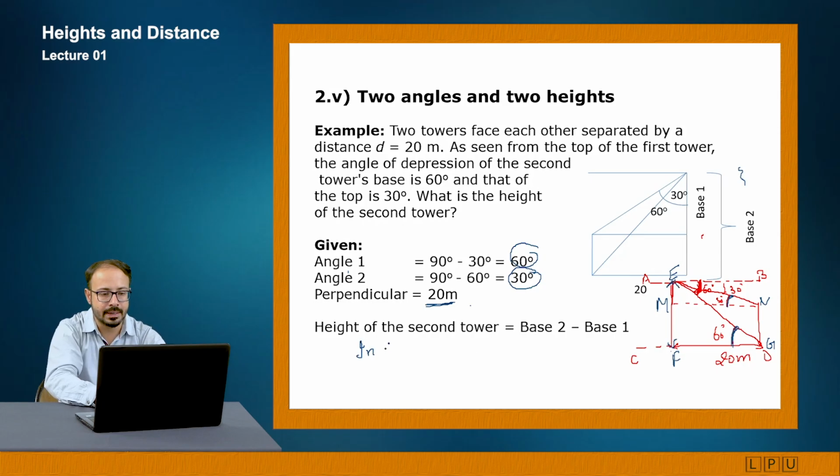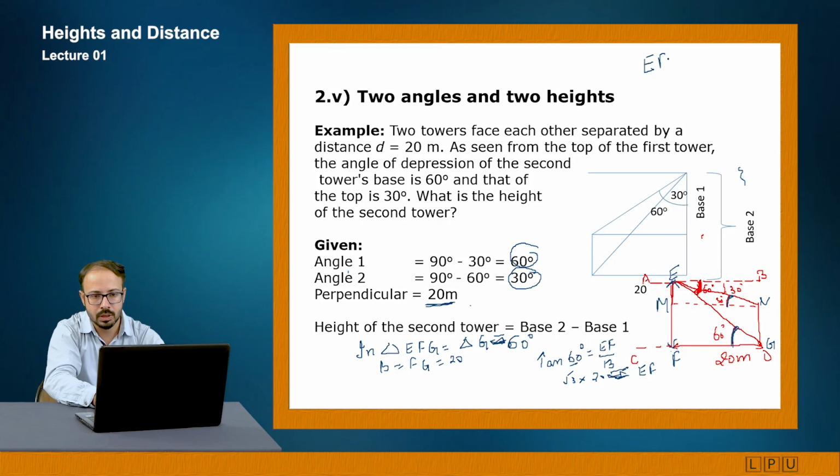In triangle EFG, angle G is equal to 60 degree, and FG is equal to 20 meter, that is the base. So tan 60 degree is equal to EF upon base, that is 20. Tan 60 degree is root 3, into base, that is 20, is equal to EF. So with the help of this, I got the EF value as 20 root 3. Done. Now this is also 20 meter.